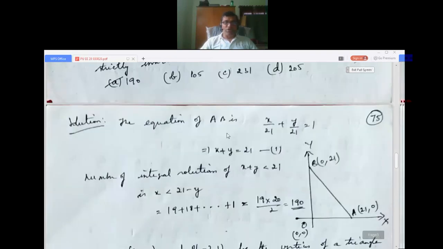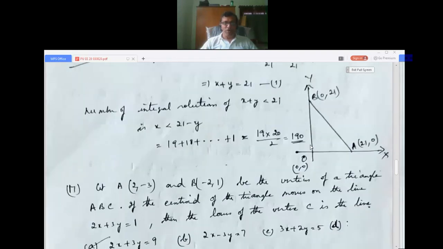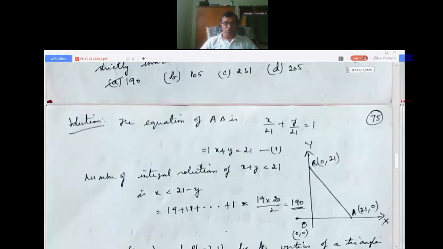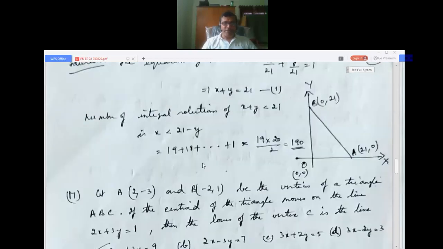The equation of AB is x/21 plus y/21 equals 1, because when you draw the diagram we get it like this, in intercept form. So x plus y equals 21. The number of integral solutions is for x plus y less than 21, so x less than 21 minus y. Here we get 19 plus 18 and so on till 1. That is 19 into 20 by 2, which is equal to 190.